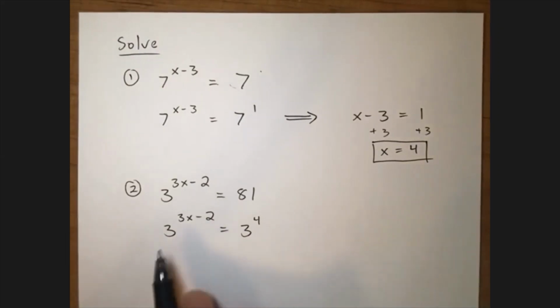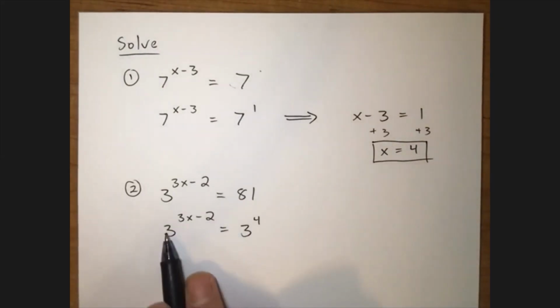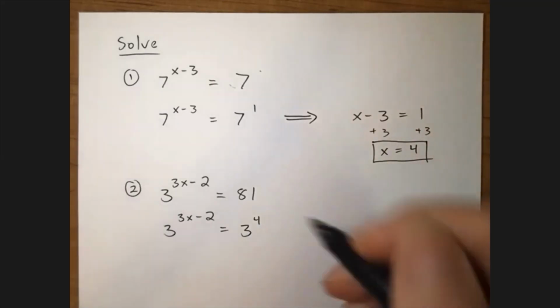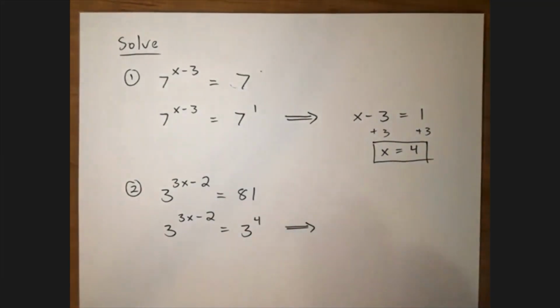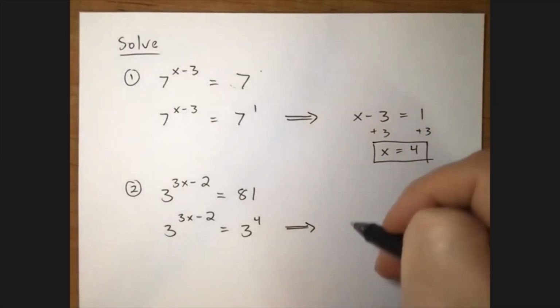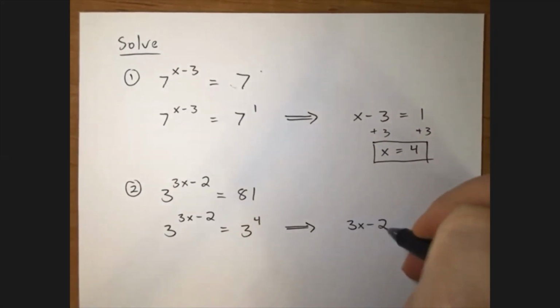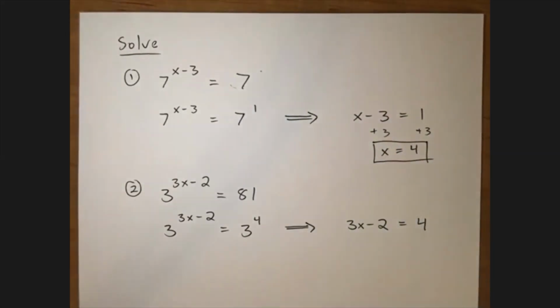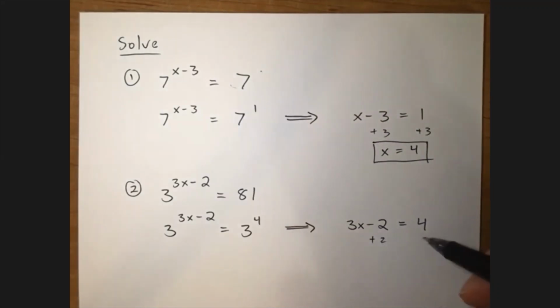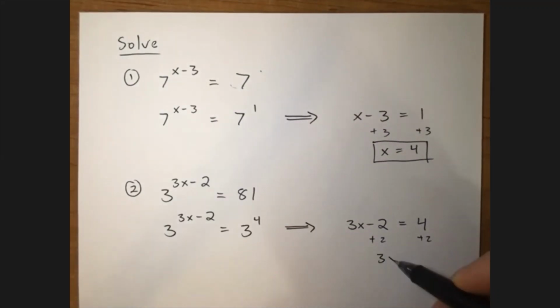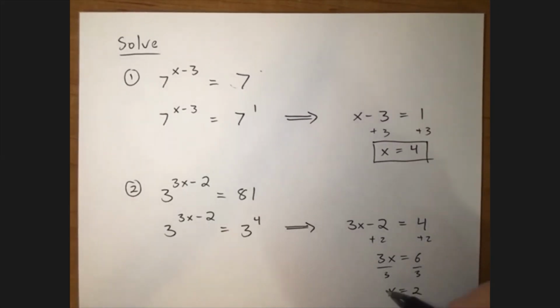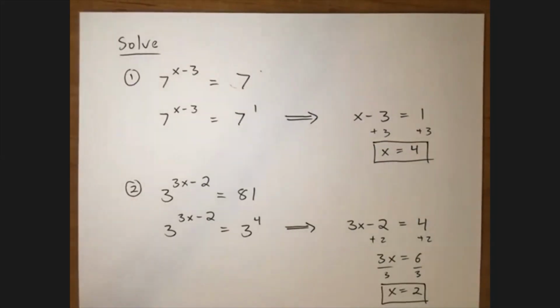Now that I have the same base, I know that from the one-to-one property of exponential functions, 3x minus 2 must equal 4. And that's just the one-to-one property. And now I can solve this by adding 2 to both sides, dividing both sides by 3, and my answer is x equals 2.